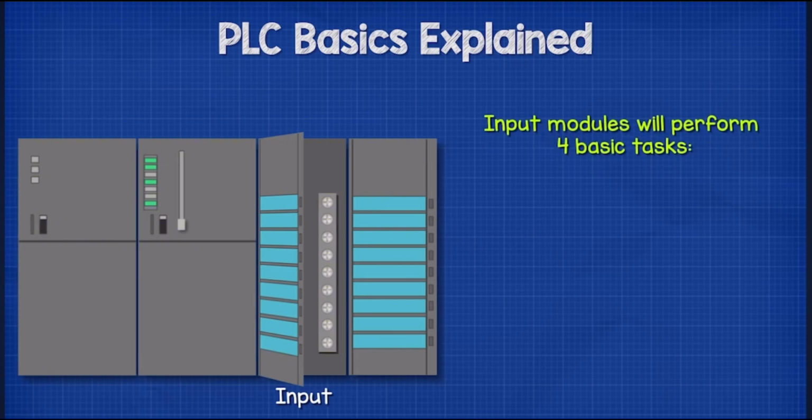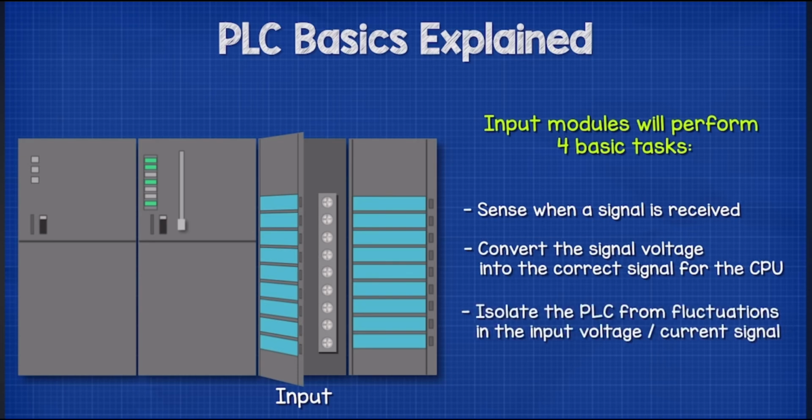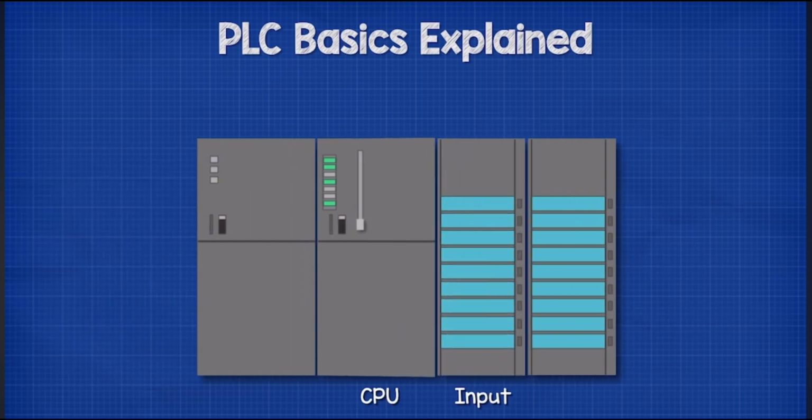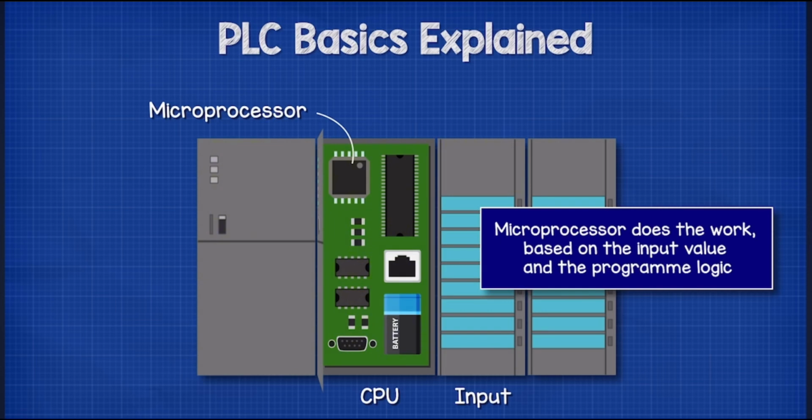Input modules will perform four main tasks. They sense when a signal is received. They convert the signal voltage into the correct signal for the CPU. They isolate the PLC from fluctuations in the input voltage or current signals, and they send the correct signal to the CPU. The CPU, or central processing unit, is the brains of the operation. It holds the program or software that decides what outputs are required by applying rules to the input signals. The CPU typically consists of a microprocessor, which does the work based on the input value and the logic in the program.